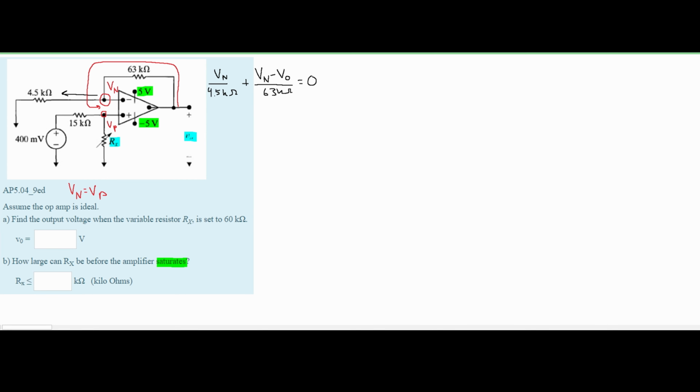We can do a few things to simplify. First is multiply everything by 63 kilohms. If we do this, we are going to get 14 Vn plus Vn minus V0, which is equal to 0. If we add these together, we're going to get 15 Vn is equal to V0. So this is our first equation.